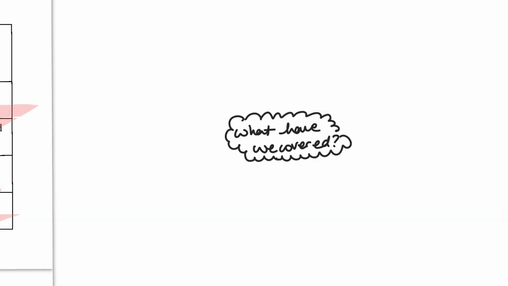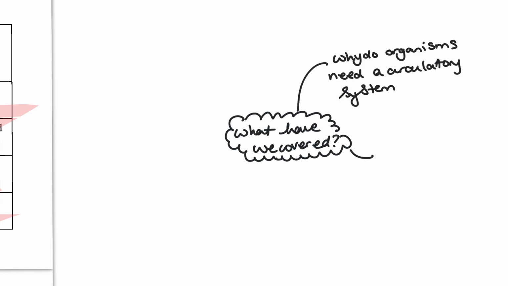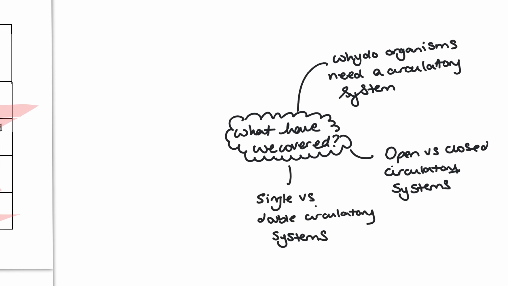So we've covered quite a lot of information in this video. We've covered, generally, why organisms need a circulatory system. We have covered the difference between open and closed circulatory systems. We have looked at the difference between single and double circulatory systems. We've looked at the difference between the cardiovascular system and the lymphatic system. We've talked about the history of our knowledge of the circulatory system, and we talked about Galen, who did a lot of early work on the circulatory system, and then we talked about William Harvey and how he developed our understanding of the circulatory system.